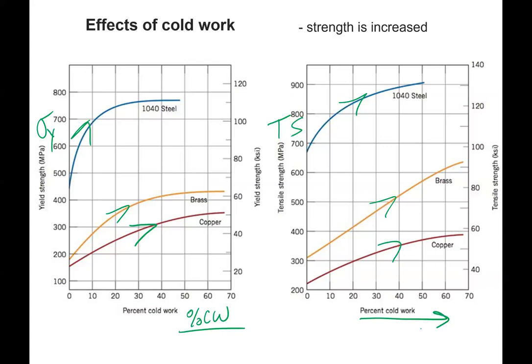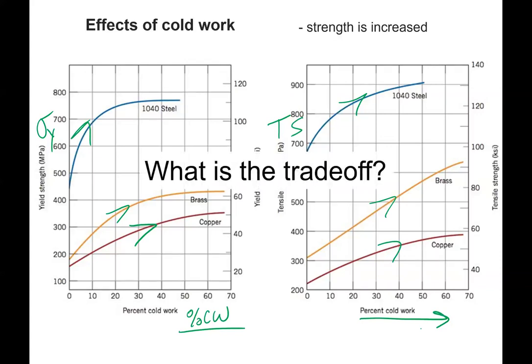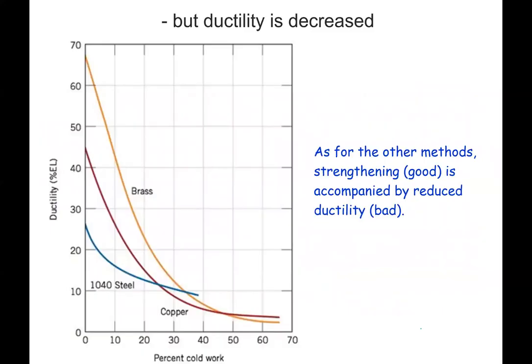But we'd be incomplete if we didn't talk about the trade-off, which is the ductility. So now notice that as the percent cold work increases, the ductility drops. Okay? So that, again, is our trade-off.